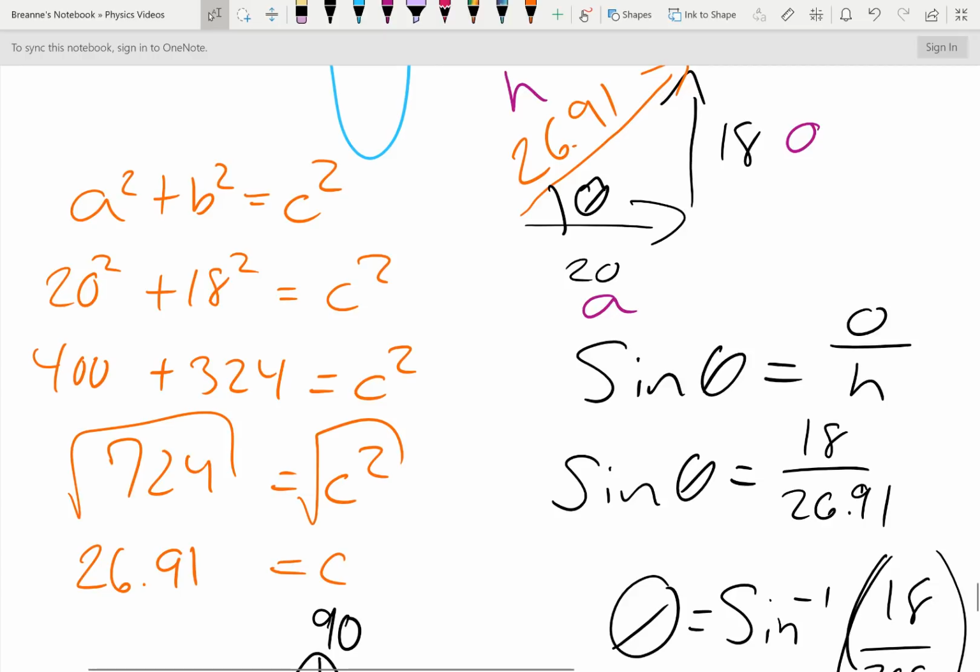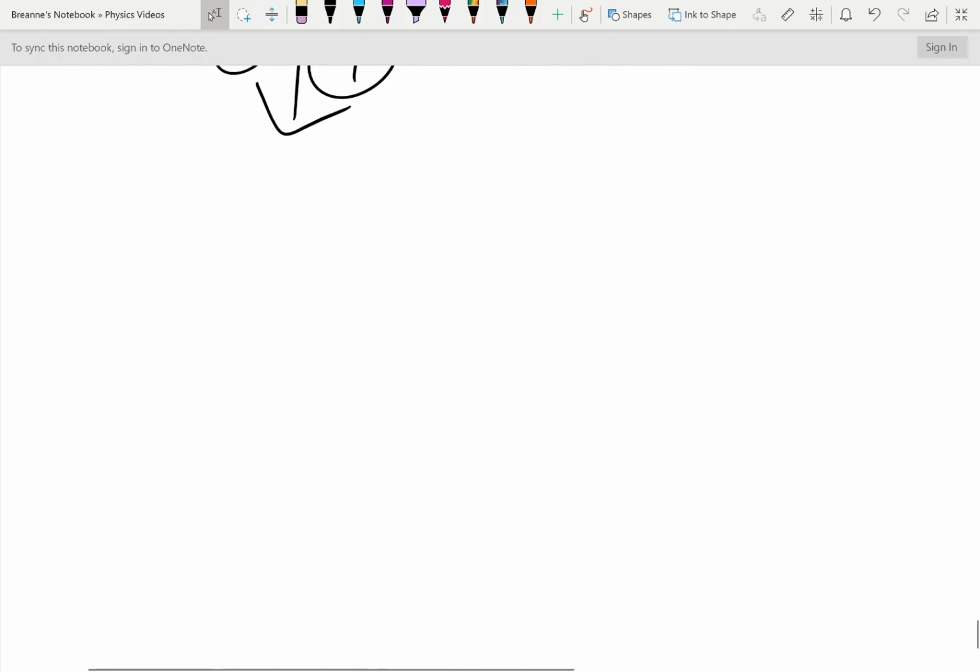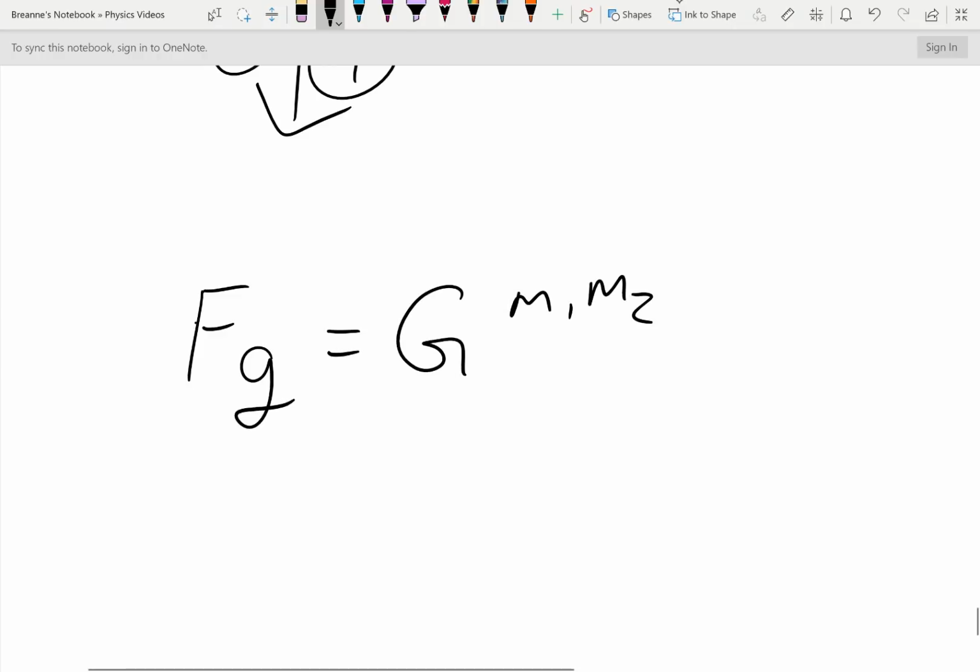14. Newton's universal law of gravitation states that the gravitational force between two objects is blank proportional to the product of the mass and blank proportional to the square of the distance between the objects. So now we're talking about the fourth law that Newton put together, and it's your universal gravitational law. So we're using the universal gravitational equation.